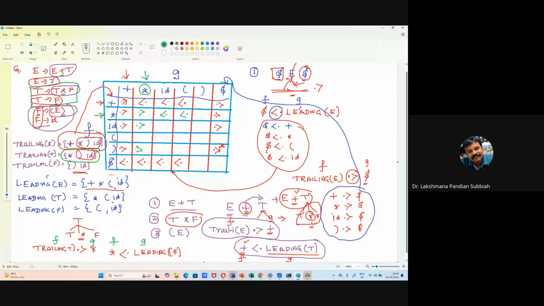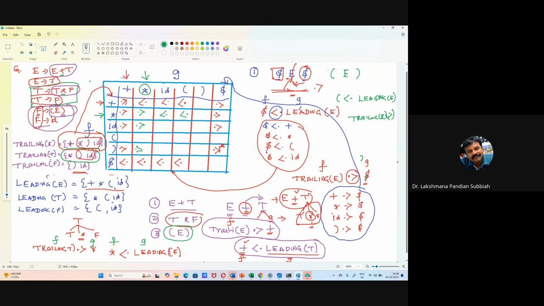T derives F is over. Then we have to take now this one as well. Here, the next one is open bracket E close bracket, right? So that is in the same way as here, the dollar E dollar. Instead of dollar, we are having open bracket and E. So now the relation is: open bracket has less precedence than leading of E. Then trailing of E has higher precedence than this close bracket. This is the rule.